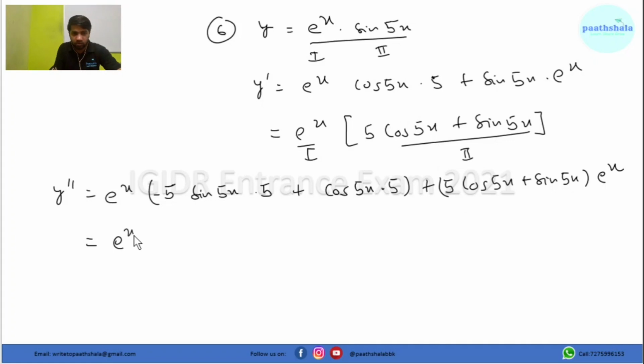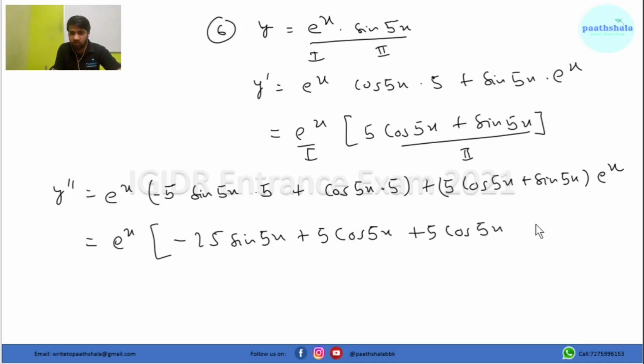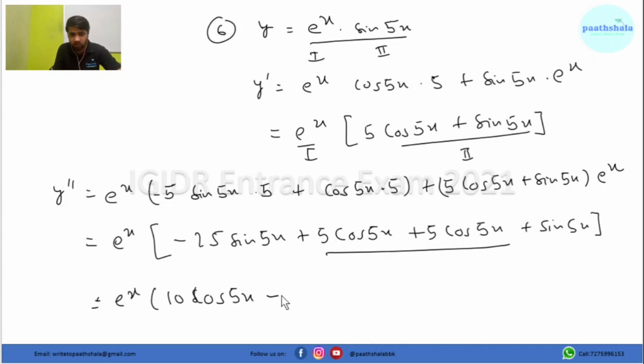Now let's take e to the power x as common. So this will become minus 25 sin 5x plus 5 cos 5x plus 5 cos 5x plus sin 5x. Okay, so let's solve it further. So this will come out to be what? This is 5 cos 5x plus 5 cos 5x. This will come out to be 10 cos 5x minus, here it is minus 25 and plus 1. So this will be minus 24 sin 5x. Okay, so this will be our final answer.